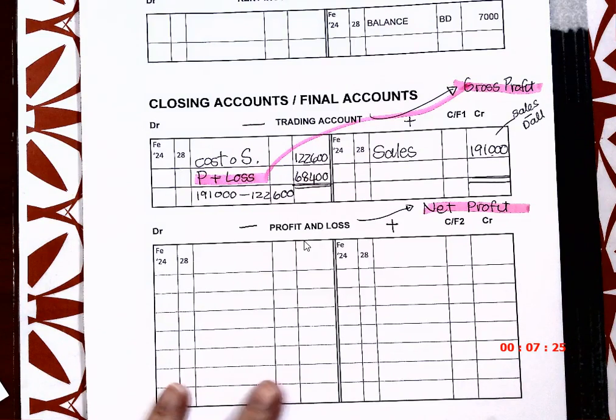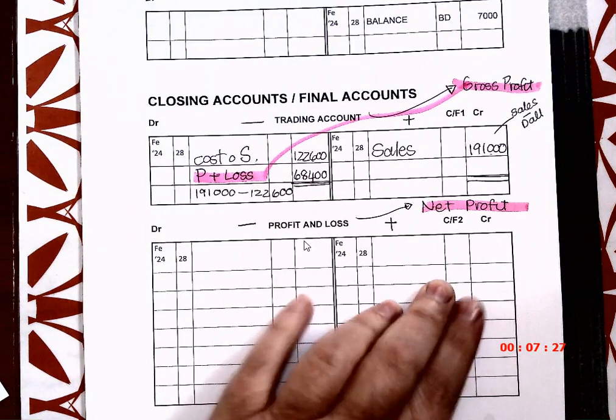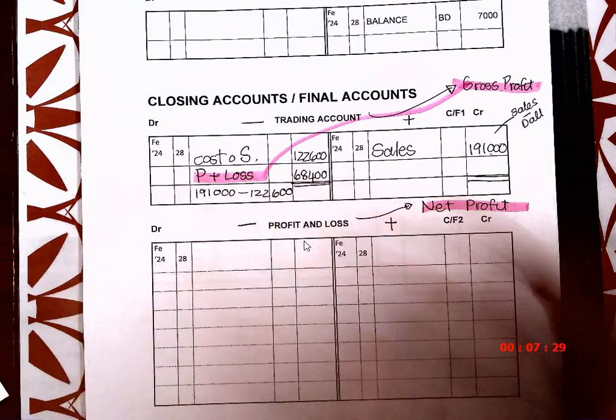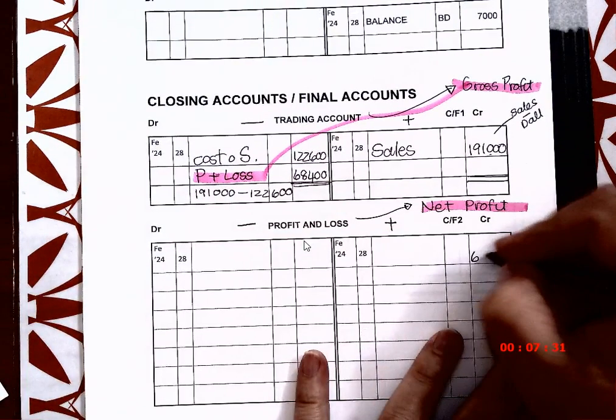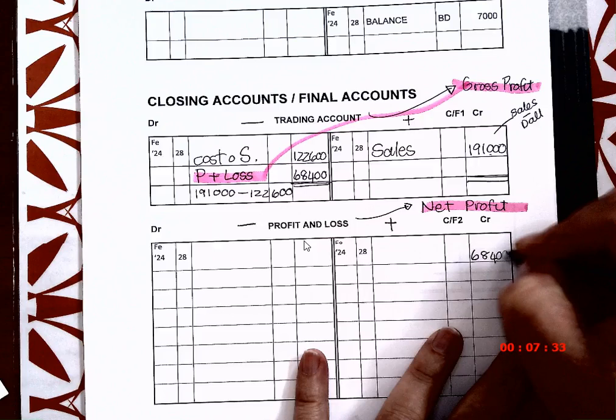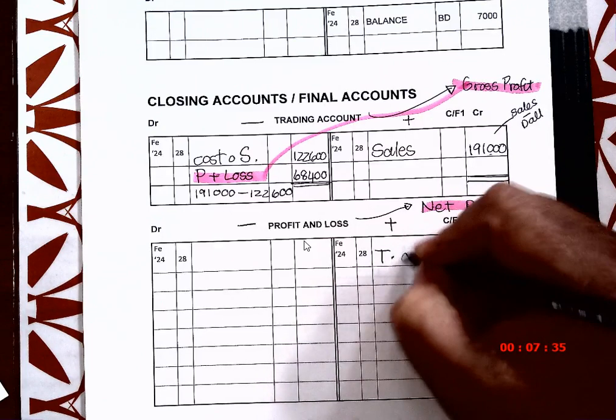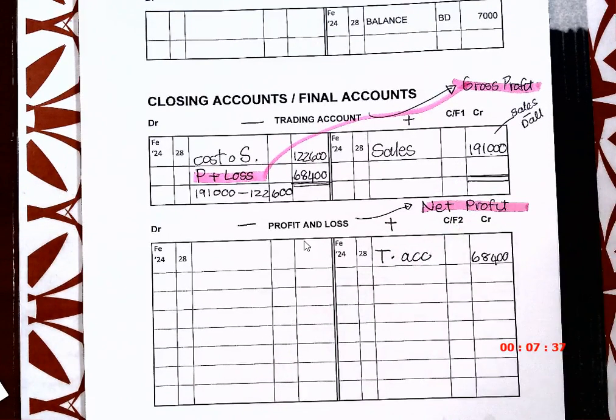Okay. So now, in the profit and loss, I'm going to go to the credit side. I'm going to say trading account 68,400. You guys with me? Okay. So let's take a breather and let's ask.